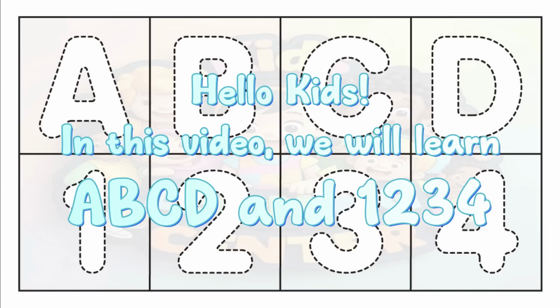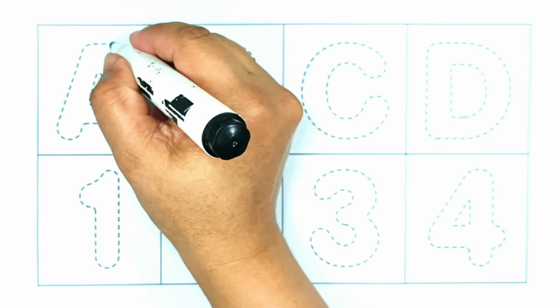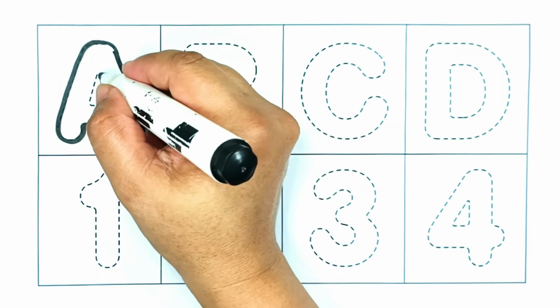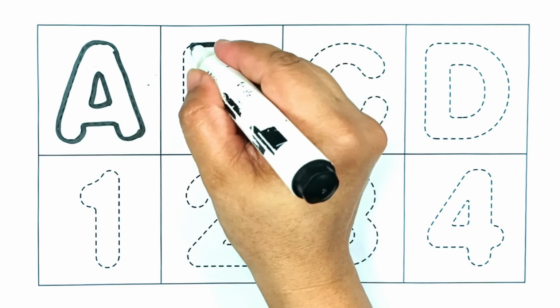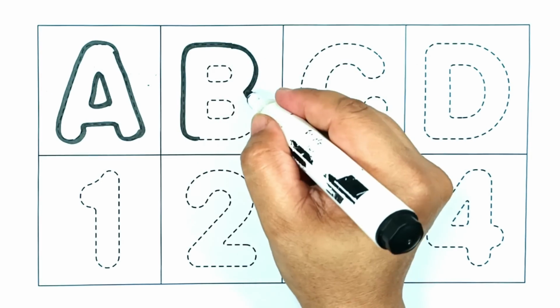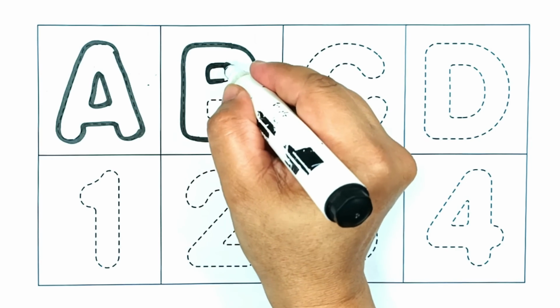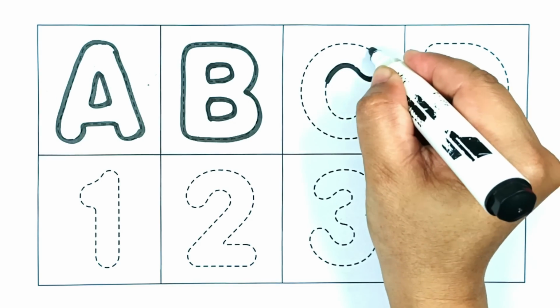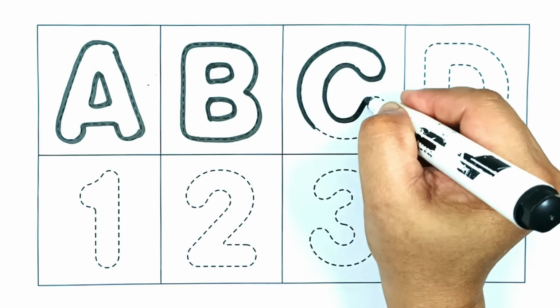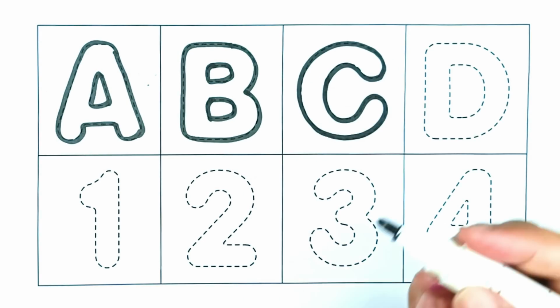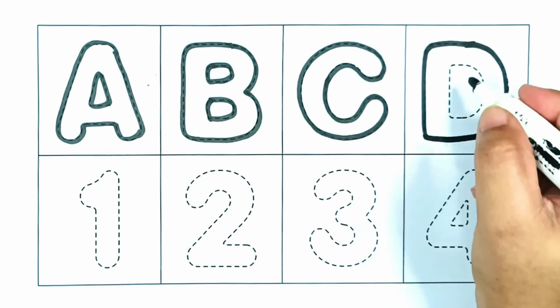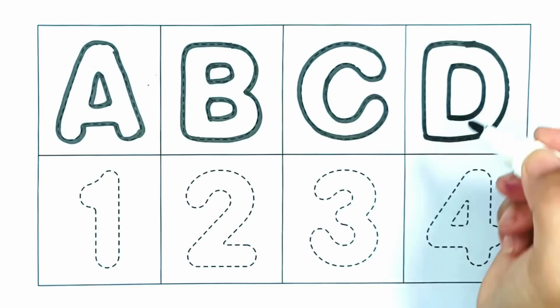Hello kids. In this video, we will learn ABCD and 1, 2, 3, 4. A, A. B, B. C, C. D, D.